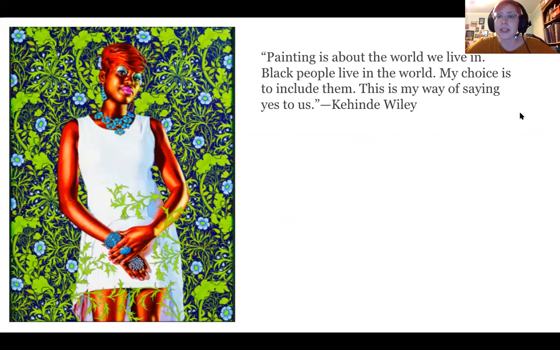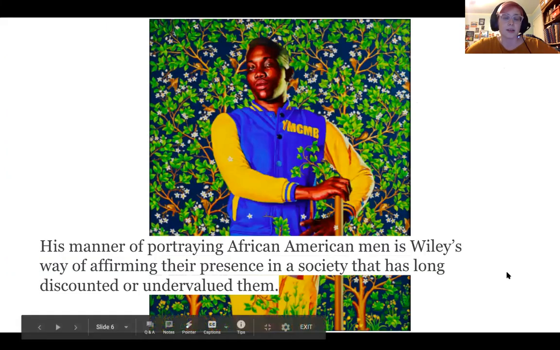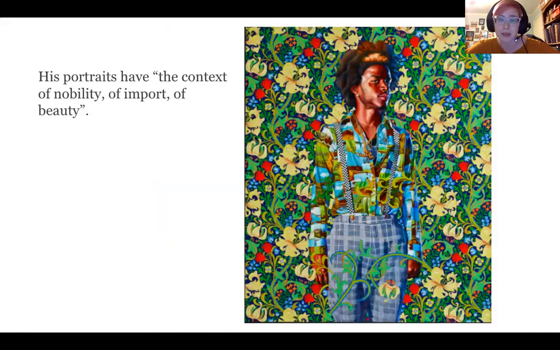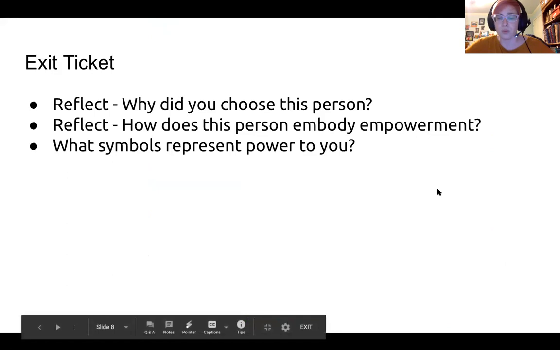Quote directly from the artist here: painting is about the world we live in. Black people live in the world. My choice is to include them. This is my way of saying yes to us. So again, thinking about representation and what is important to be seen. This is a quote about his work: his manner of portraying African-American men is Wiley's way of affirming their presence in a society that has long discounted or undervalued them. And lastly, another quote about his work: his portraits have the context of nobility, of import, of beauty, and import meaning importance. Oh, we will come back to that.